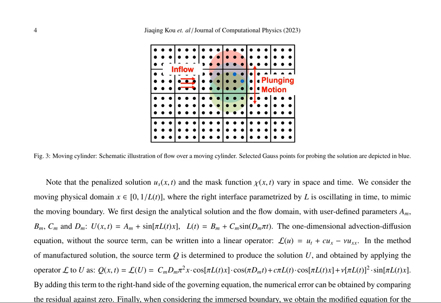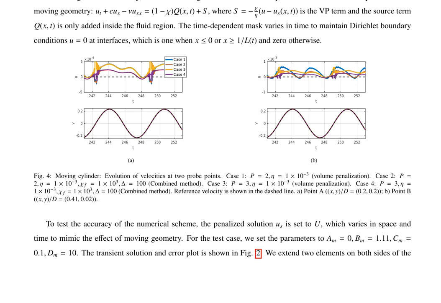The results are presented in Figure 4, which shows the evolution of velocities at two probe points. The combined method is compared with the VP method, and the results demonstrate the efficacy of the proposed approach. The penalization parameter eta is fixed to the time increment, and the control parameter of the SFD is set to chi-f equals 1 over eta. The filter width increment needs to be large enough to remove all spurious oscillations of the numerical solution. The VP and SFD are only applied inside the geometry, mimicking the effect of solid boundaries, while no treatment is applied to the fluid region.